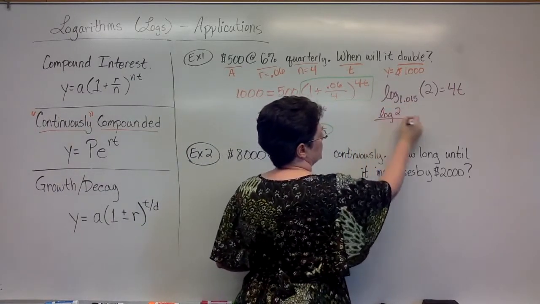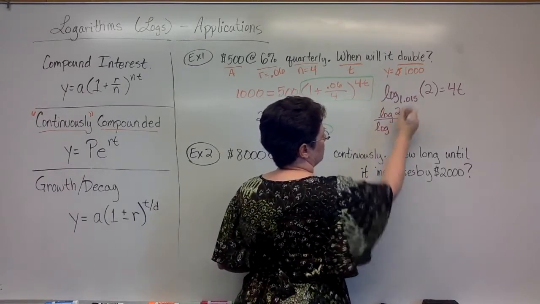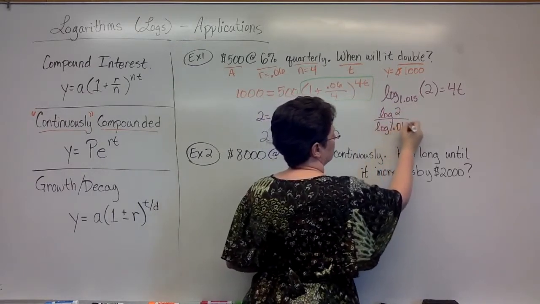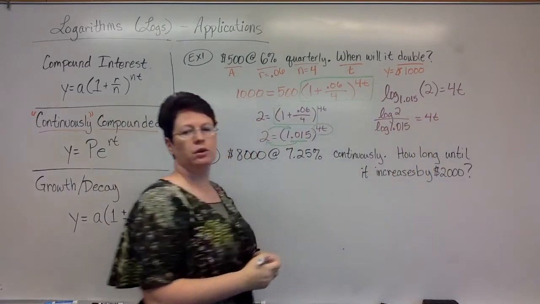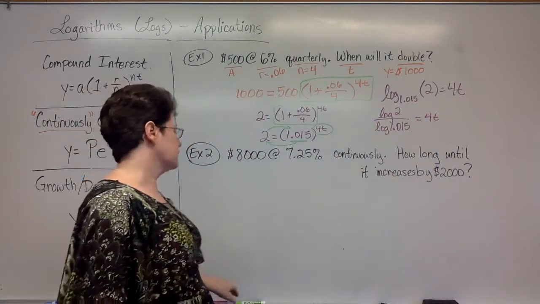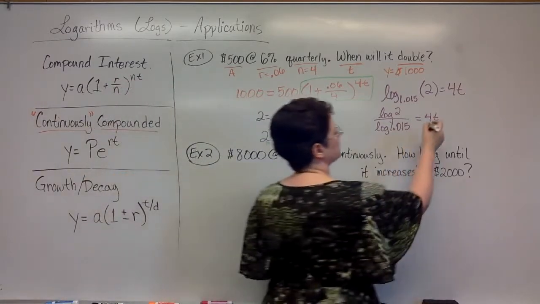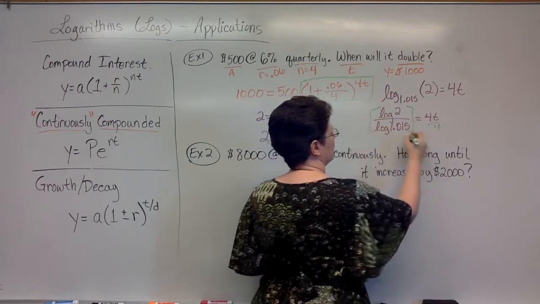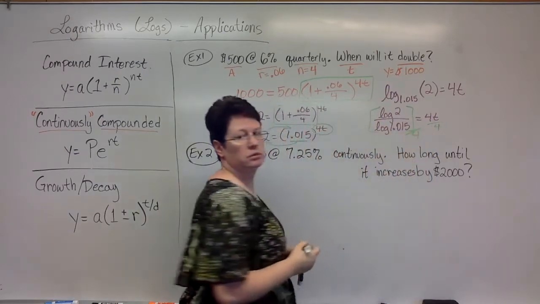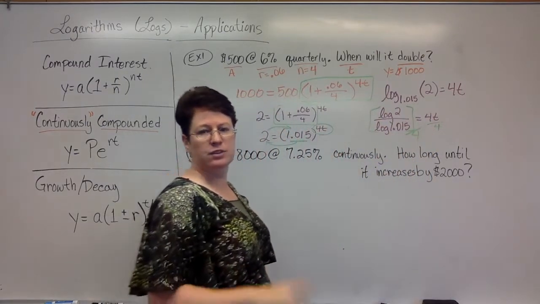I got log 2 divided by log 1.015. Remember, the base goes to the bottom. Equals 4t. What am I going to do with that 4 eventually? Yeah, I'm going to divide it. But I'm going to get this whole big ugly thing and divide it by 4. Okay? Get the big ugly first and then divide it.